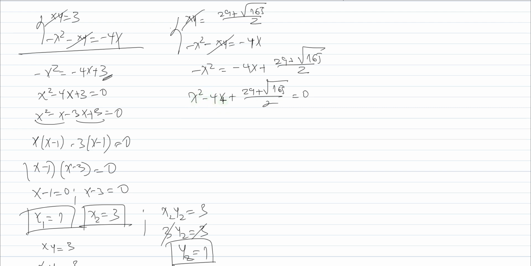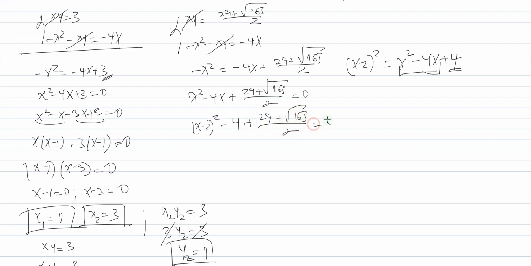This is x squared minus 4x, so I'm going to say this is x minus 2. If I have x minus 2 squared, this is going to be something like x squared minus 4x plus 4. So this is what I already have, and I'm going to take 4 out. So x minus 2 squared minus 4 plus 29 plus square root of 165, this divided by 2, and then this is 0.